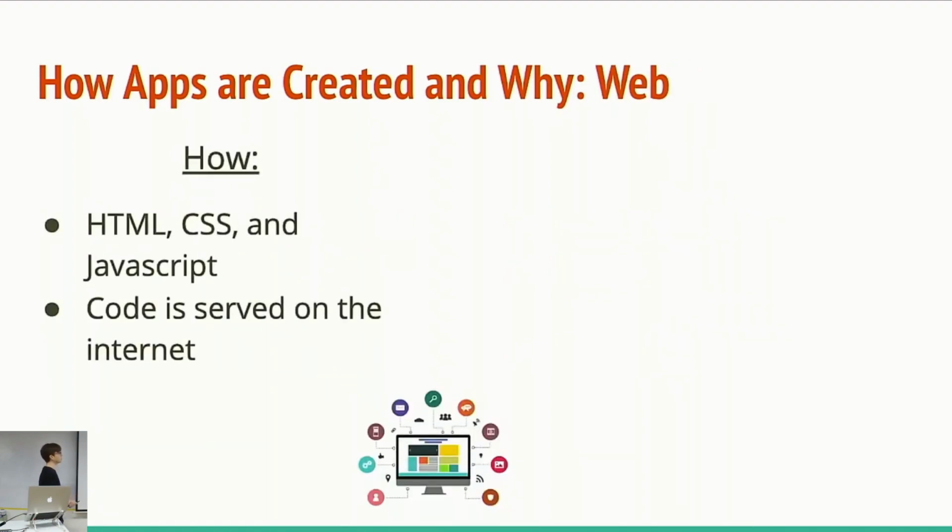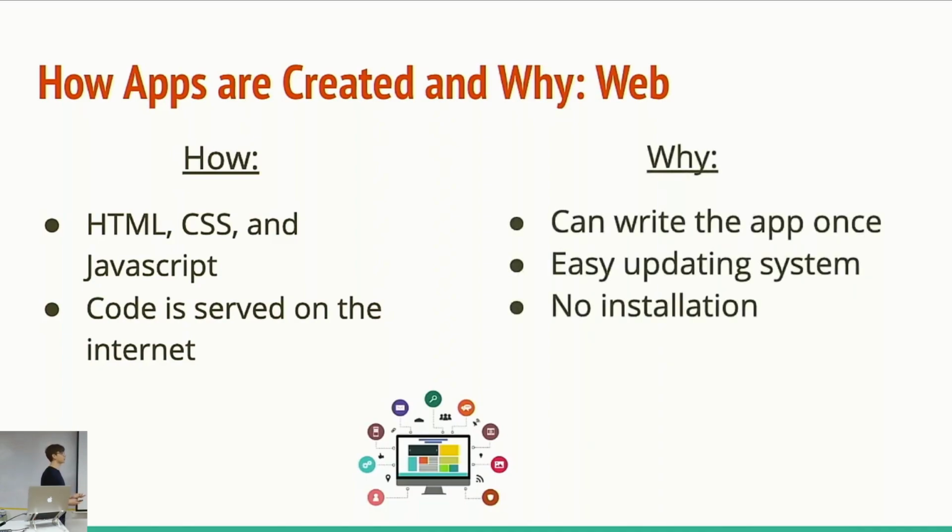But what about a web application? A web application is really cool because it's just code that's served on the internet. If you can connect to the internet, you can look at a web application. Those are generally made with HTML, CSS, and JavaScript. And why would we want to make a web application as opposed to a desktop application? Well, you can write the app once and it goes everywhere. Like I said, if you can access the internet, you can access a web application, so that's really easy access. It's also got a very easy updating system: you can just fix your code, it goes to the server and gets updated automatically. So you don't have to install anything at all when you're accessing a web application.